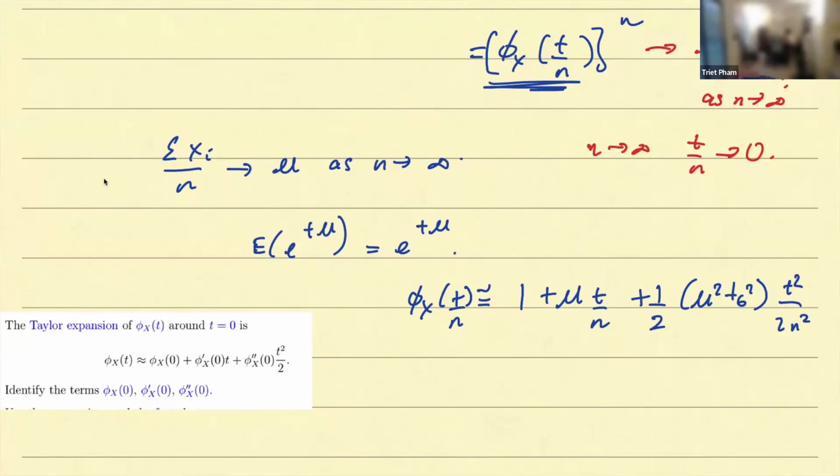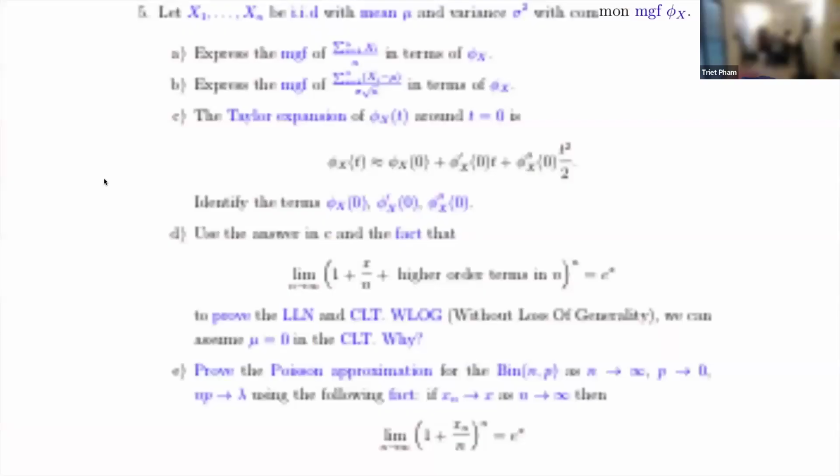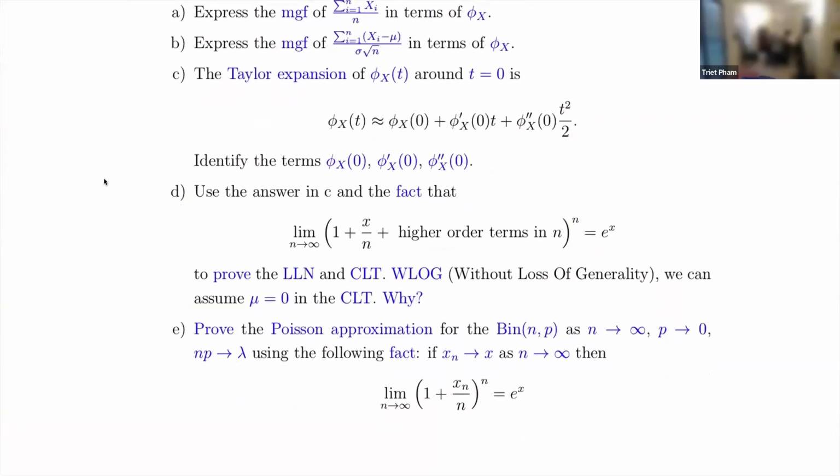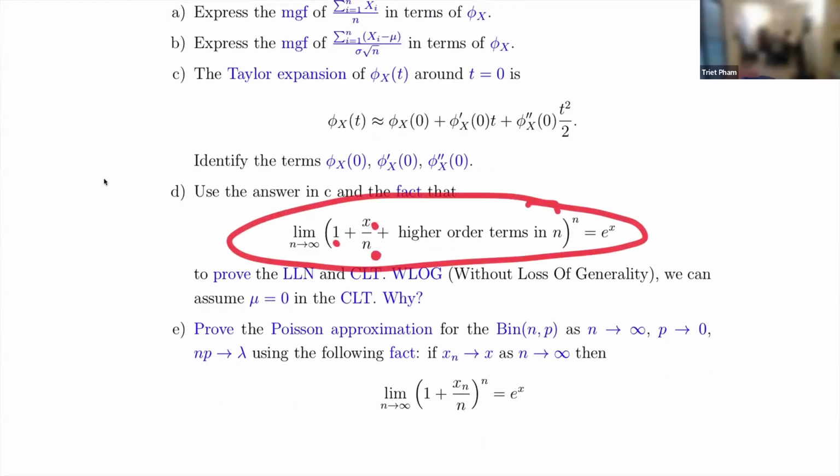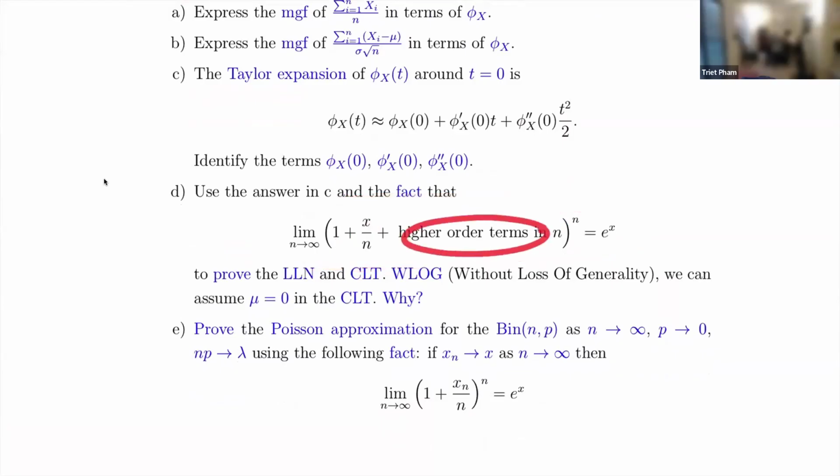Okay, well, is this enough? Well, this is enough, if you know the identity, this one right here: 1 plus x over n, and it doesn't matter what the higher order terms are, raised to the n, the limit of this is e to the x as n goes to infinity. Okay, so let's take a look at that.